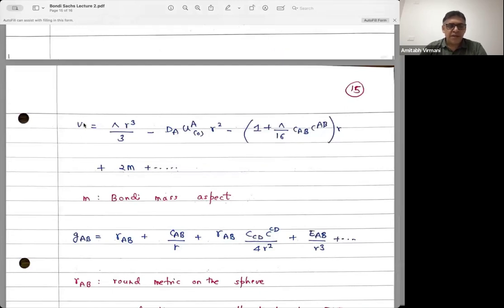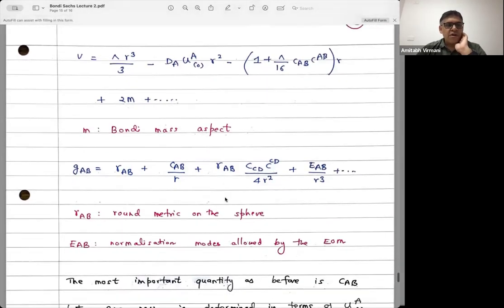Because we are in de Sitter, there is this lambda term which is related to de Sitter. Then the r square term is fixed by the U, which we have already said is free. And the next term, the r term, is fixed by C. Okay, and then a new function appears. This function is as in flat space. This is the Bondi mass aspect.